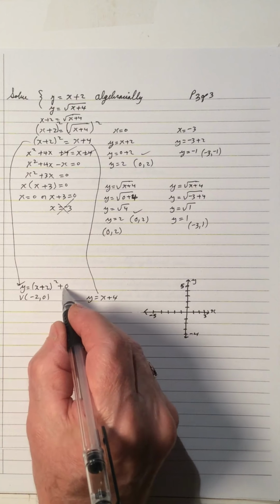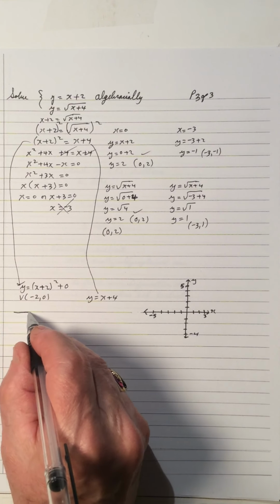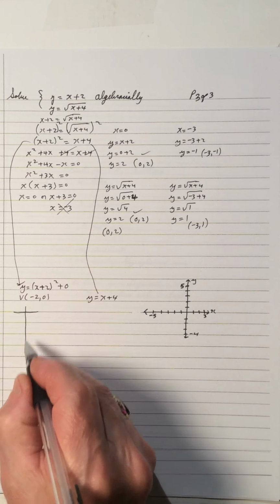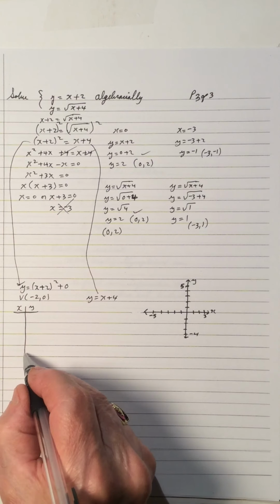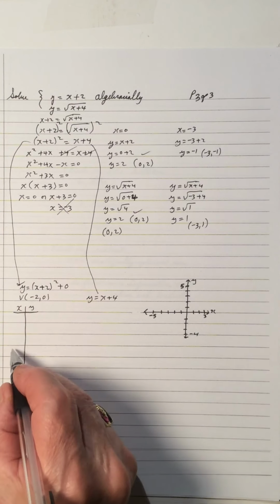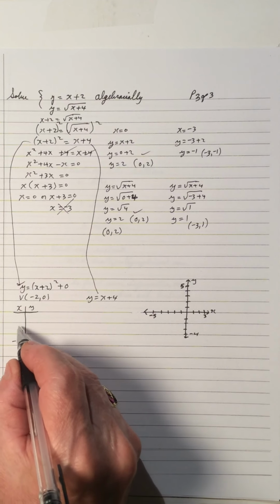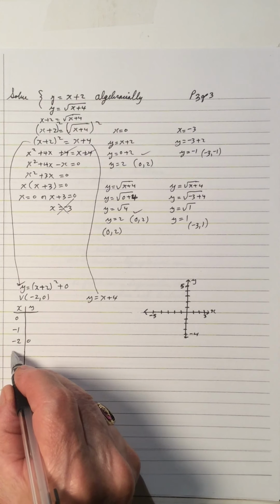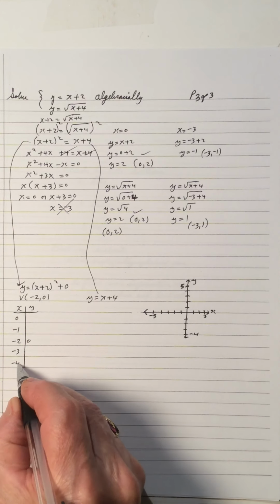X is -2, y is 0. So we do a table of values for that parabola. With the table of values, we put the -2 in the middle. So we go higher, which is to the right, -1 and 0. To the left, -3 and -4.